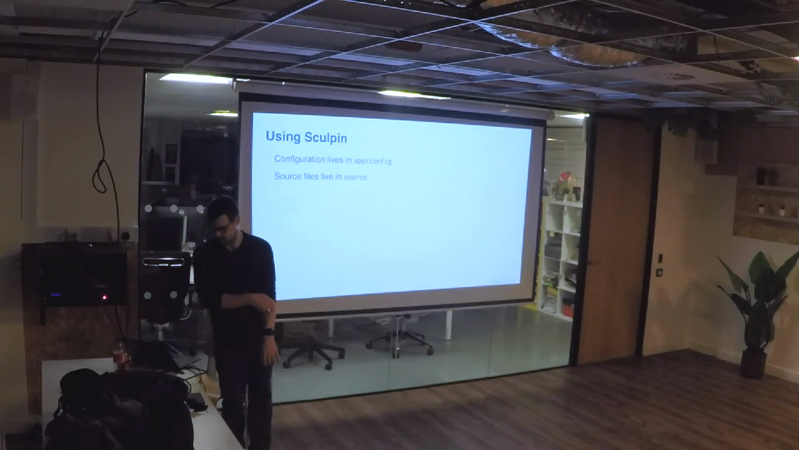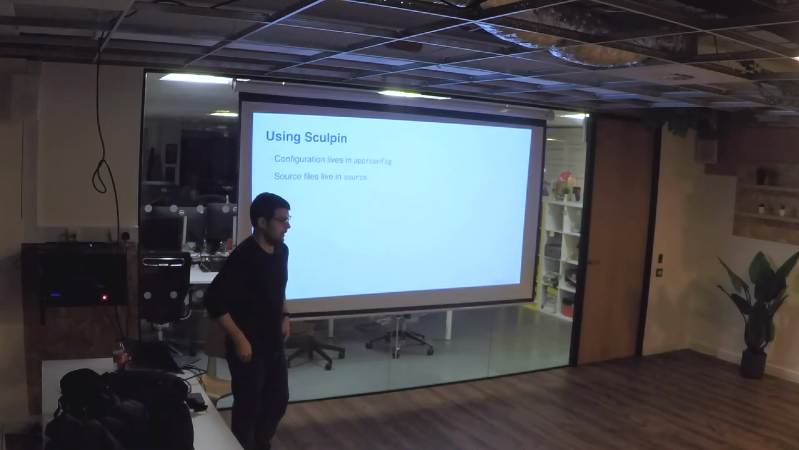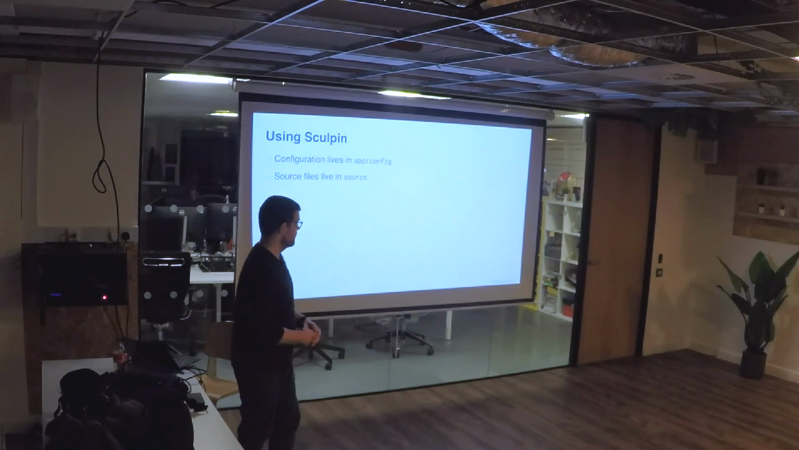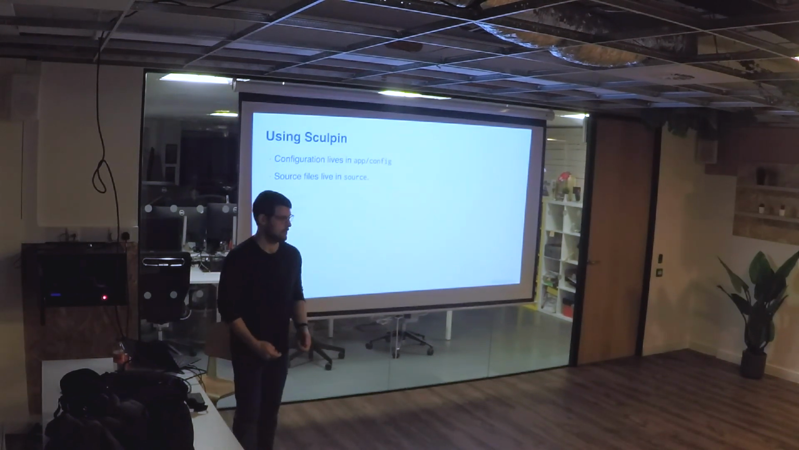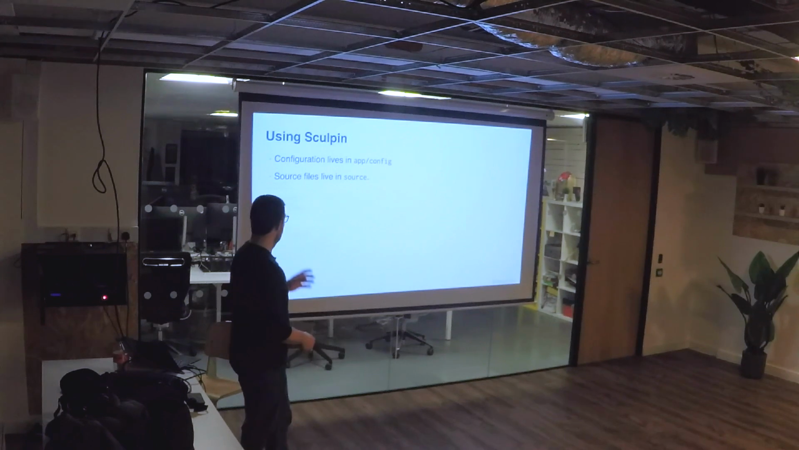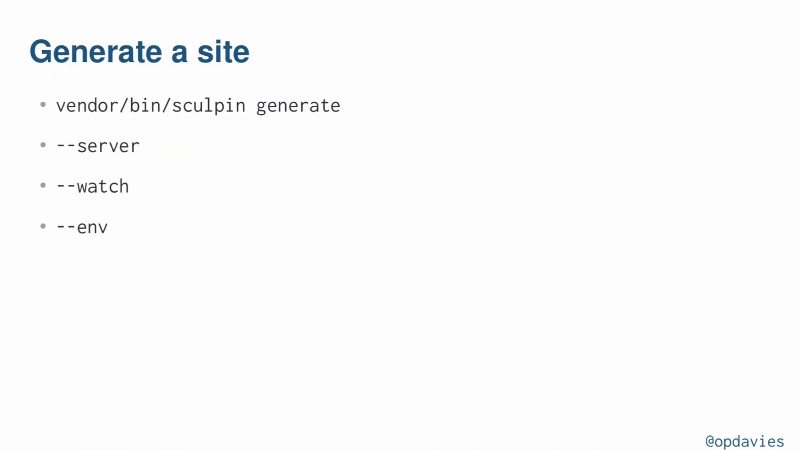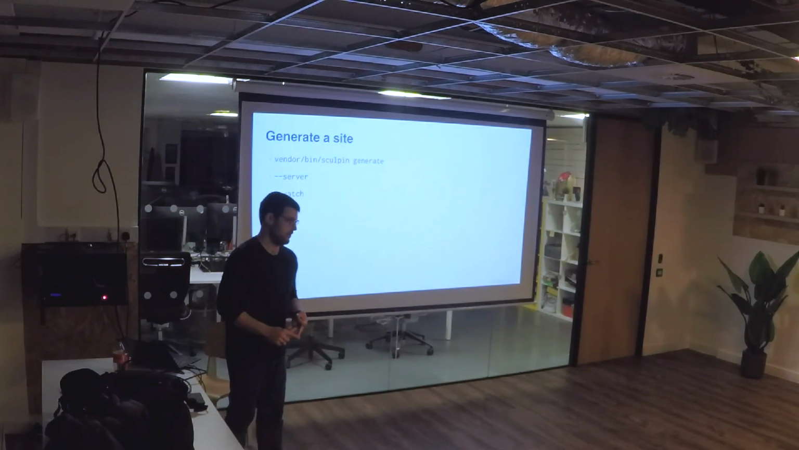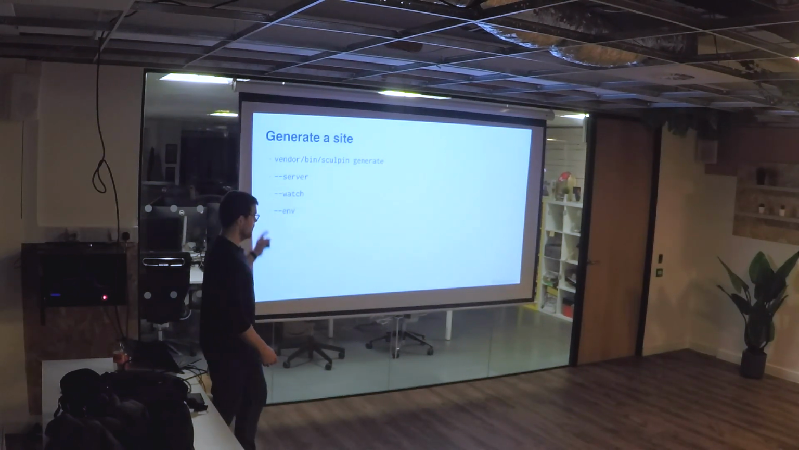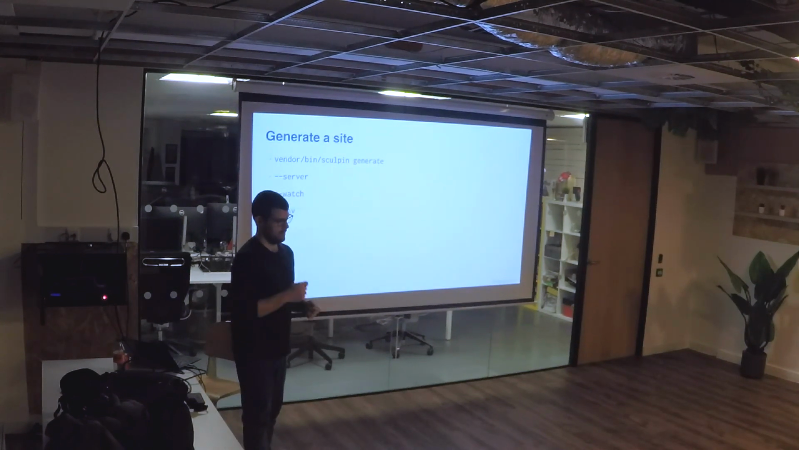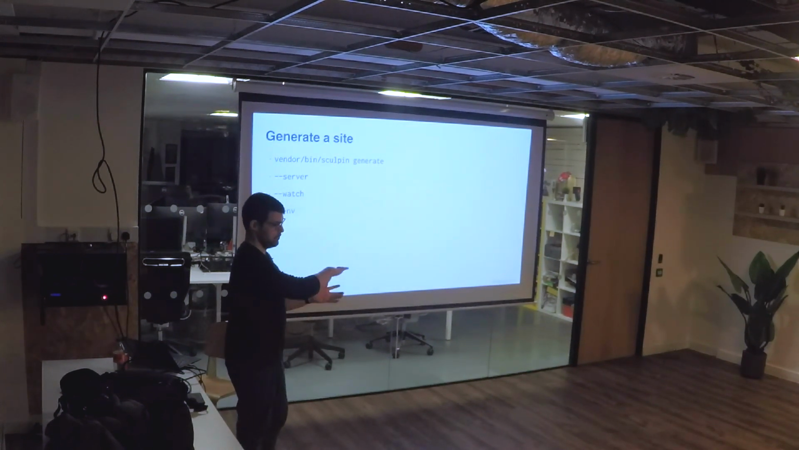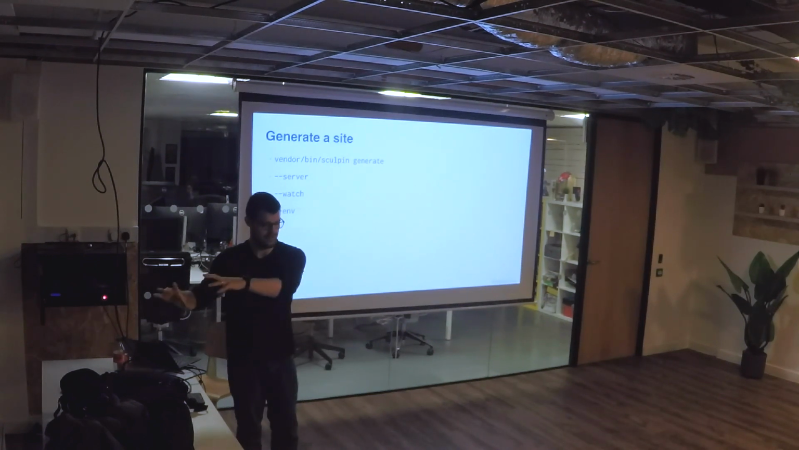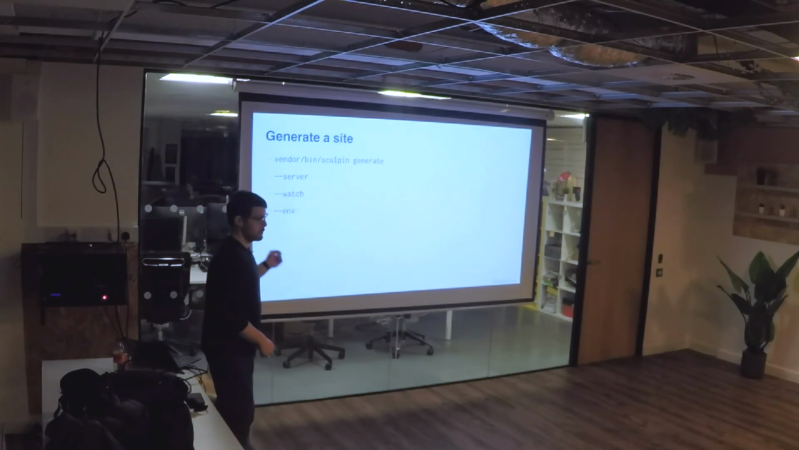How do we use it? The configuration files live inside app/config, and the source files live inside source. And that source is the whole word source, not src, which confuses me a little bit sometimes. But yeah, that's pretty much about it. And then we run commands to generate the site. So you maybe have a Markdown file or a Twig template or an HTML file in the source folder. We then run vendor/bin/sculpin generate. That will generate the static files. So it takes all the stuff out of source, magic in the middle, static site comes out at the end. And there are other options we can pass to this.